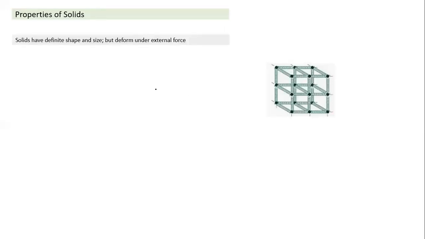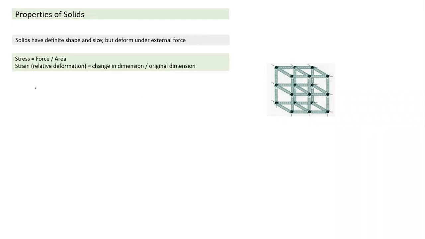The properties of solids. One common property we easily understand is, unlike liquids and gases, solids have a definite shape and size. Though it doesn't appear to be so, they do deform under external force. They undergo a dimensional change, and that's what this topic is: what the deformation of a solid object is, and the different types of deformation.